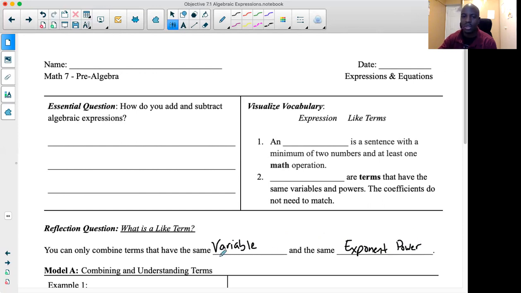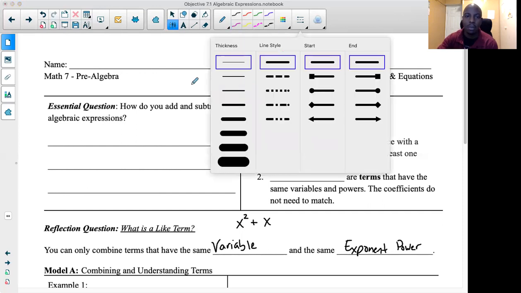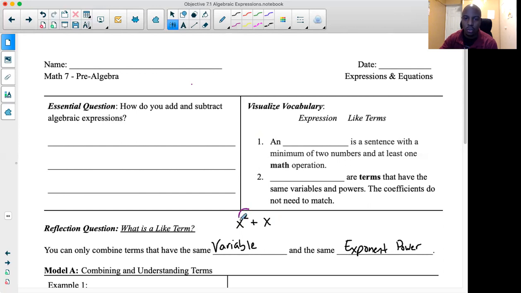What do you mean, Ms. Wilford? This is a little confusing to me. I'm not getting it. Let me explain to you. Imagine if I had x to the second plus x. These you can't combine. They have the same variable, the letter x, but they also need to have the same exponential power. The exponent of the first one is 2, whereas the exponent here is 1. Whenever you don't see an exponent, that means the exponent there is 1.